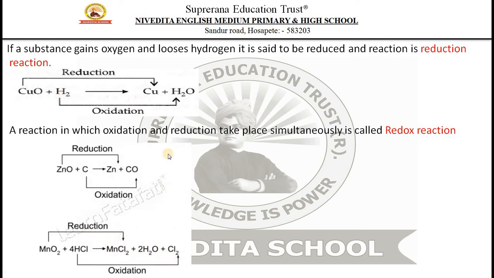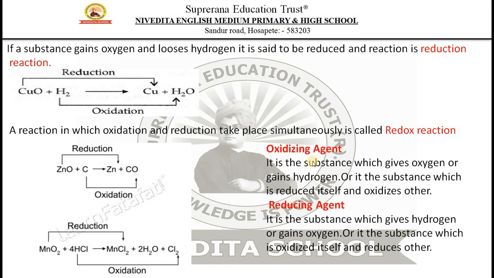As you can see there, oxidizing agents and reducing agents. Fine. So if a substance gives oxygen or gains hydrogen, or is a substance which is reduced itself and oxidizes others, that is an oxidizing agent. So what is an oxidizing agent? One which gives oxygen.